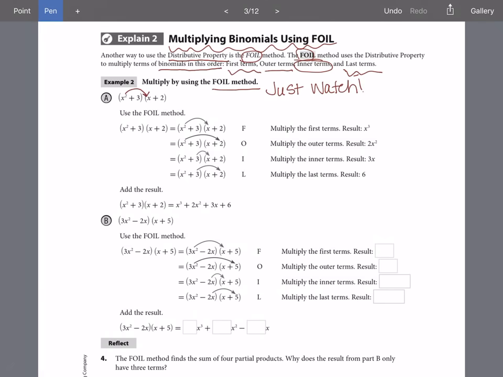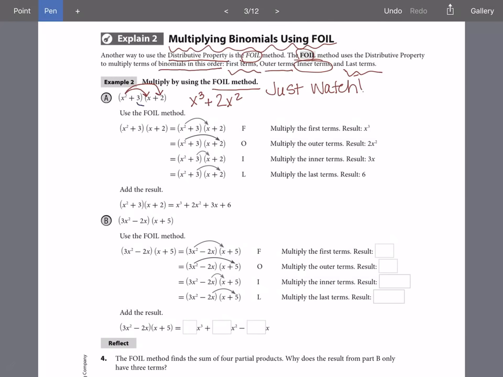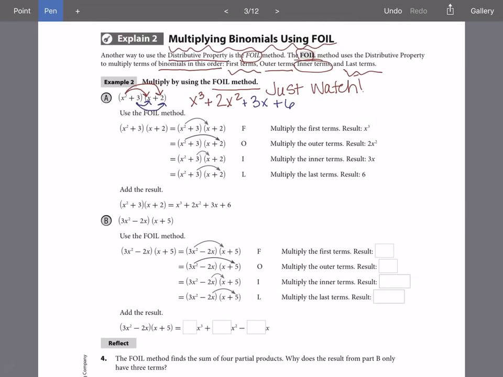So we have x squared times x, which gives us x cubed, x squared times 2, which gives us 2x squared. I'm going to change colors because we're going to go with 3. 3 times x is 3x, and 3 times 2 is 6. And so once I go ahead and simplify that, I'm going to have x cubed plus 2x squared plus 3x plus 6. And that is going to be my final simplified answer.